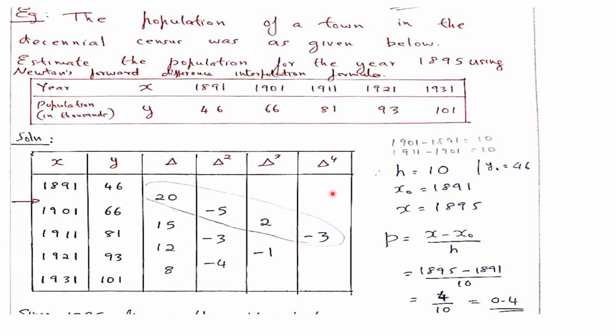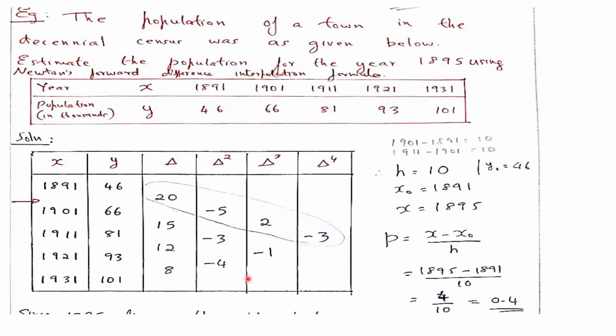Okay, then last one is delta to the power 4. This is the difference between these two, that is minus 1 minus 2. So minus 1 minus 2 is minus 3. Now what we will require here in this problem, delta, delta square, delta cube, delta 4, is this one. See what is marked in the oval shape here. So this is to be taken as delta, this is to be taken as delta square, this has to be taken as delta cube, and this minus 3 to be taken as delta to the power 4. Other things are not required for us.